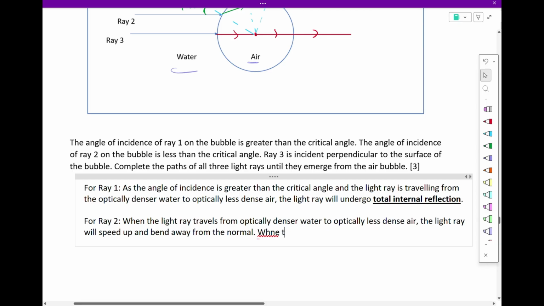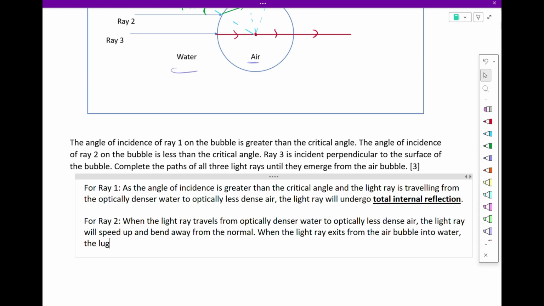When the light ray exits from the bubble into water, from the air bubble to the water, right? Because you already mentioned which is optically denser and which is optically less dense, you don't have to repeat so many times. You can just mention that the light ray will then slow down and bend towards the normal.